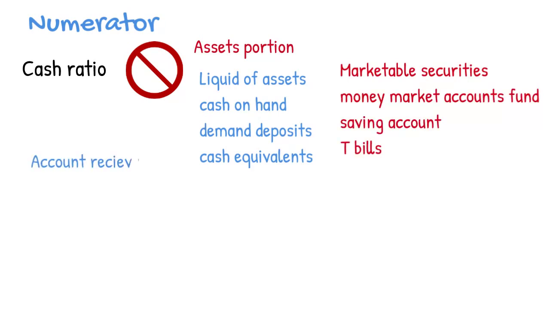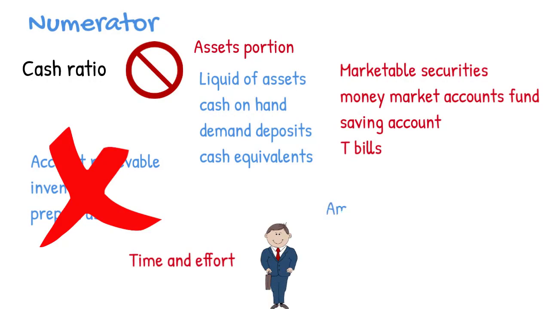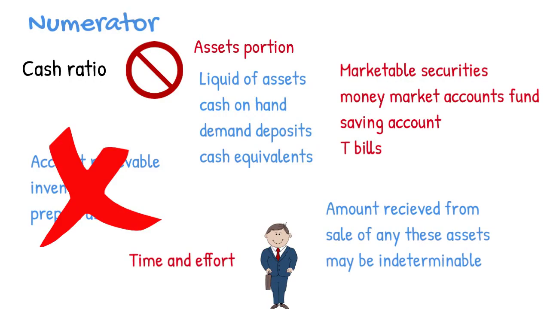Accounts receivable, inventory, prepaid assets, and certain investments are not included in the cash ratio, as they are with other liquidity measurements. The rationale is that these items may require time and effort to find a buyer in the market. In addition, the amount of money received from the sale of any of these assets may be indeterminable.